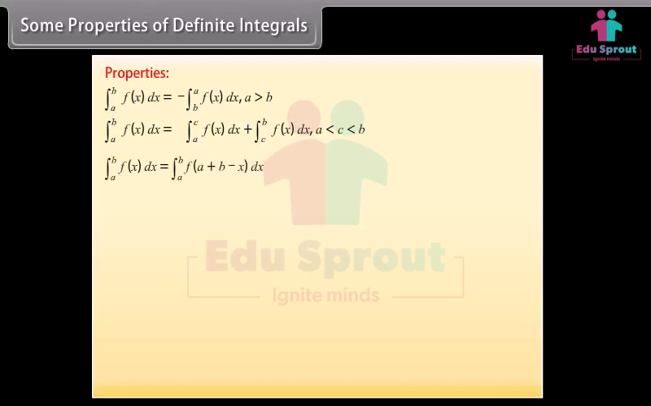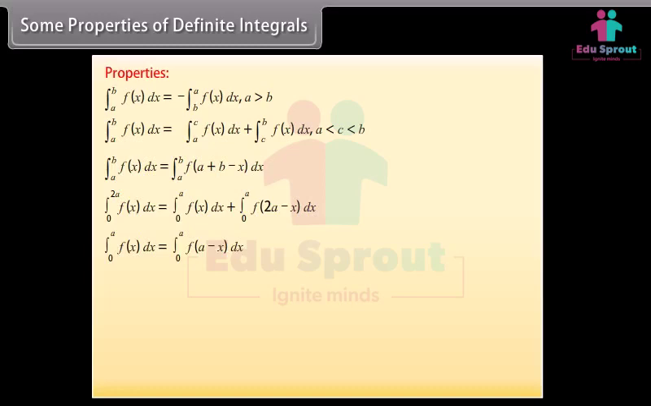The integral of f of x with lower limit a and upper limit b with respect to dx is equal to the integral of f of a plus b minus x with lower limit a and upper limit b with respect to dx. The integral of f of x with lower limit 0 and upper limit 2a with respect to dx is equal to the integral of f of x with lower limit 0 and upper limit a with respect to dx plus the integral of f of 2a minus x with lower limit 0 and upper limit a with respect to dx.